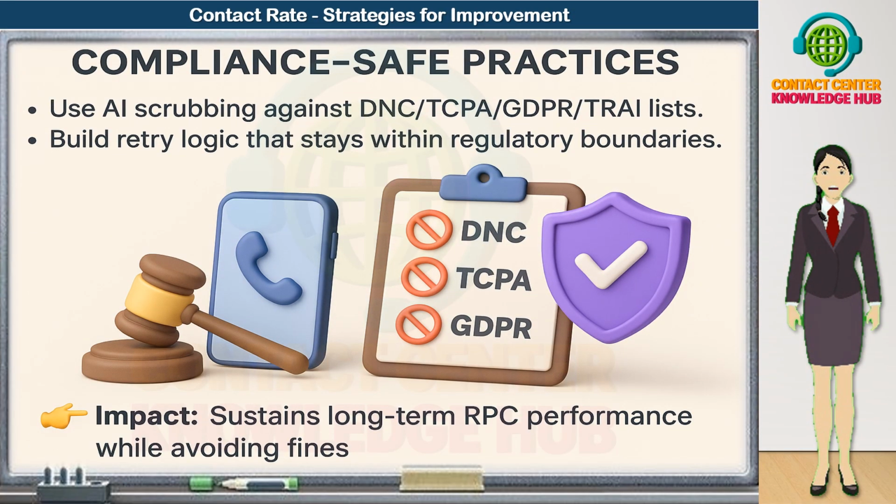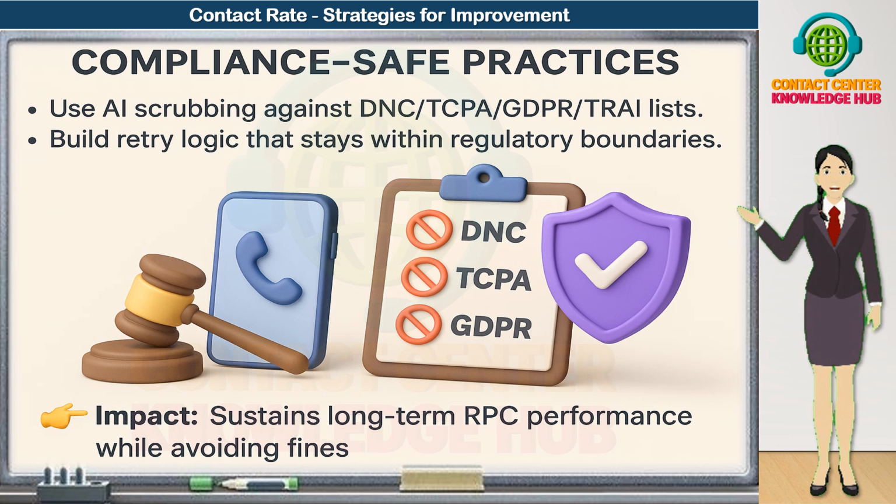Let's move on to another essential strategy: compliance-safe practices. In outbound operations, compliance isn't just about following rules, it's about protecting your business and your reputation. To maintain a healthy contact rate over time, use AI-powered scrubbing tools that filter out numbers listed under DNC, TCPA, GDPR, or TRAI regulations. This ensures your dialing lists include only the customers you're legally permitted to contact.